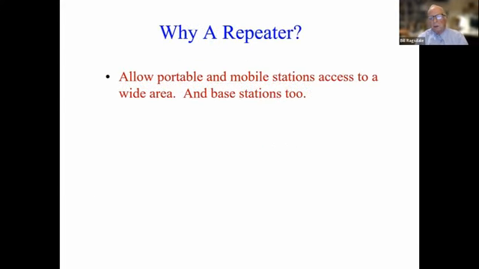So, step one, why a repeater? Well, this allows portable and mobile stations to access a wide area. If you have an HT, you can go between 3 and 5 miles. If you have a little rooftop antenna, you probably can go 10 miles. But when you go into a high-level repeater such as ours, we have a radius of 125 miles.